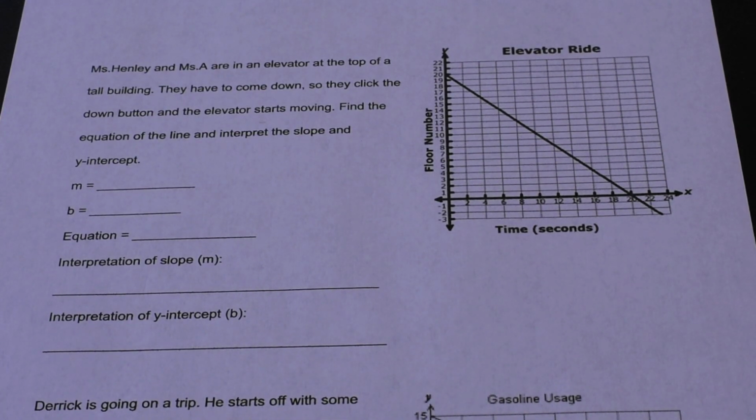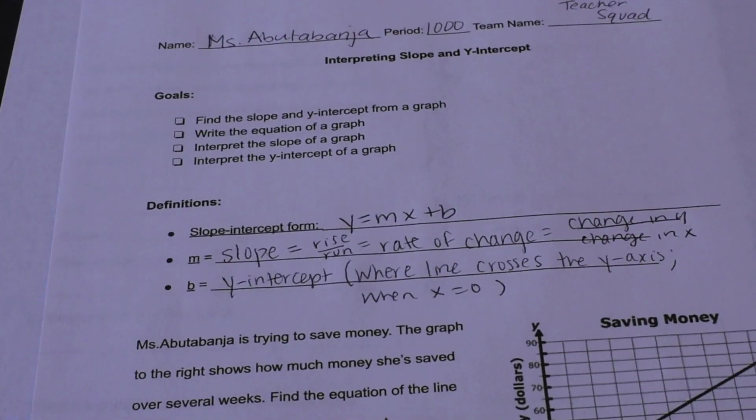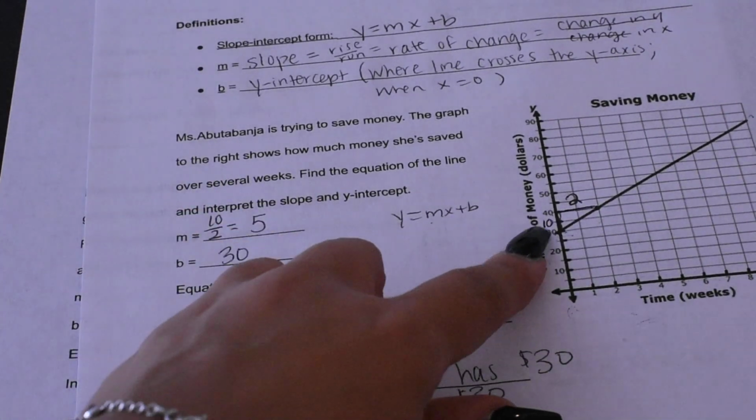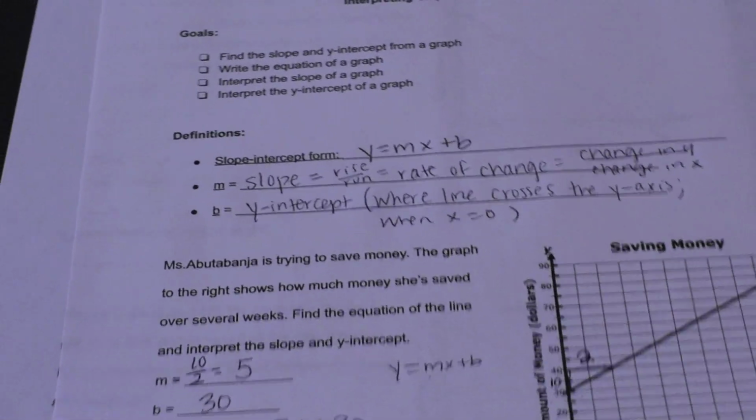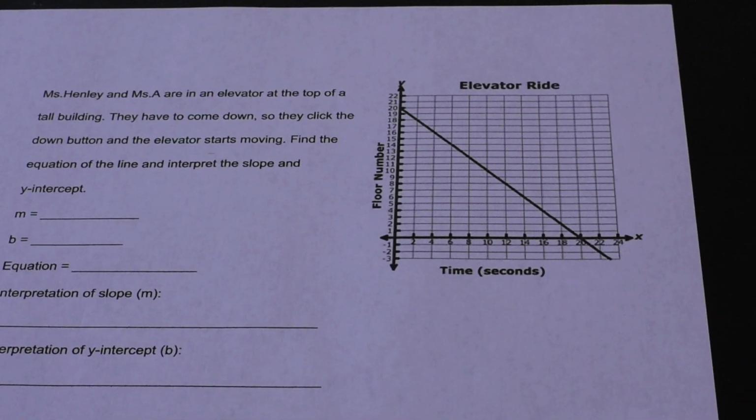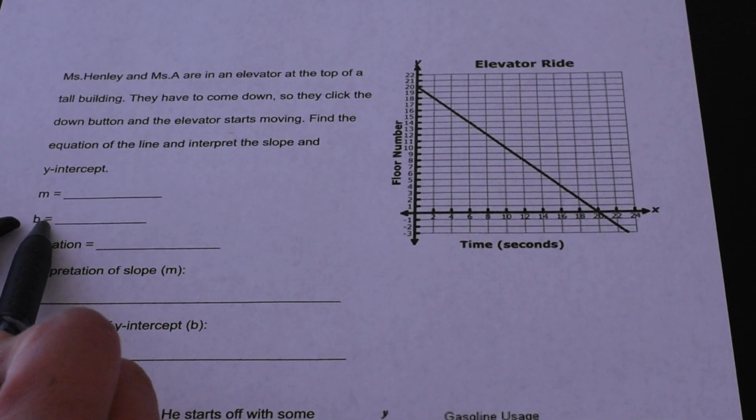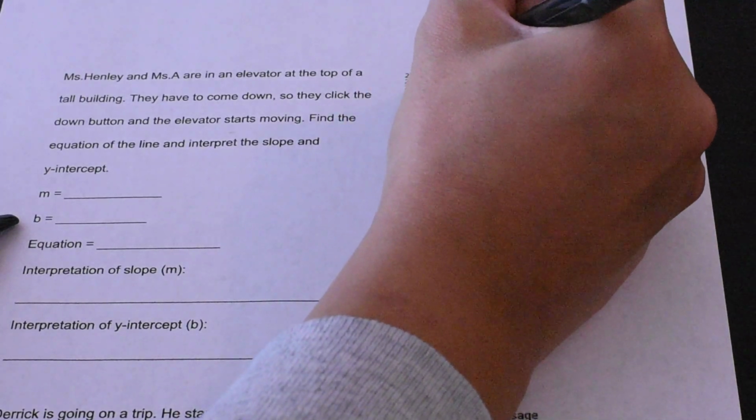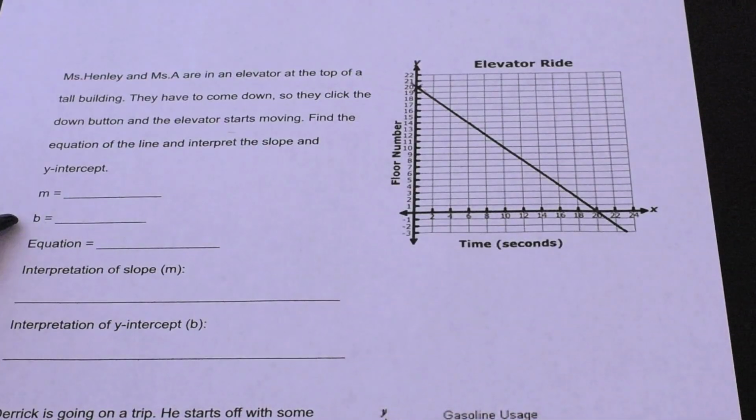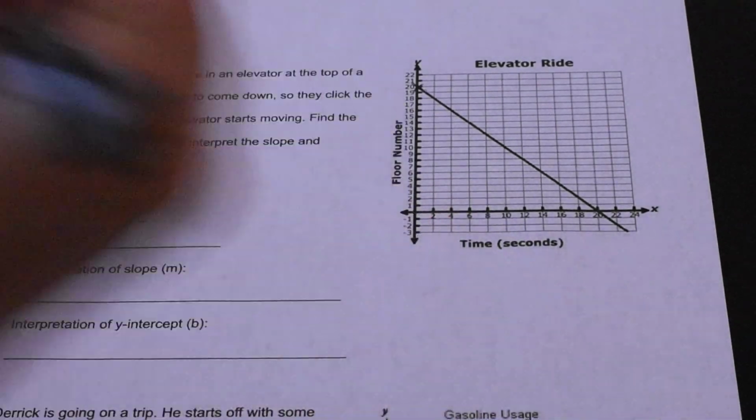As you remember, slope is rise over run, and my b is where my line crosses my y-axis. If you remember, I started by finding my b because it was easier, right? It's where my line crossed my y-axis. So let's start with finding b here. My b is right here. This line intersects the y-axis at 20. So my b is 20.